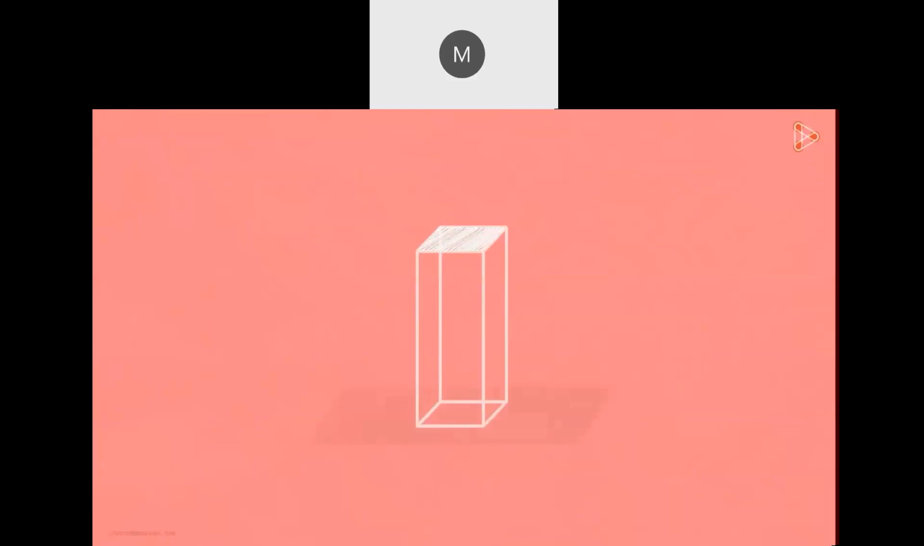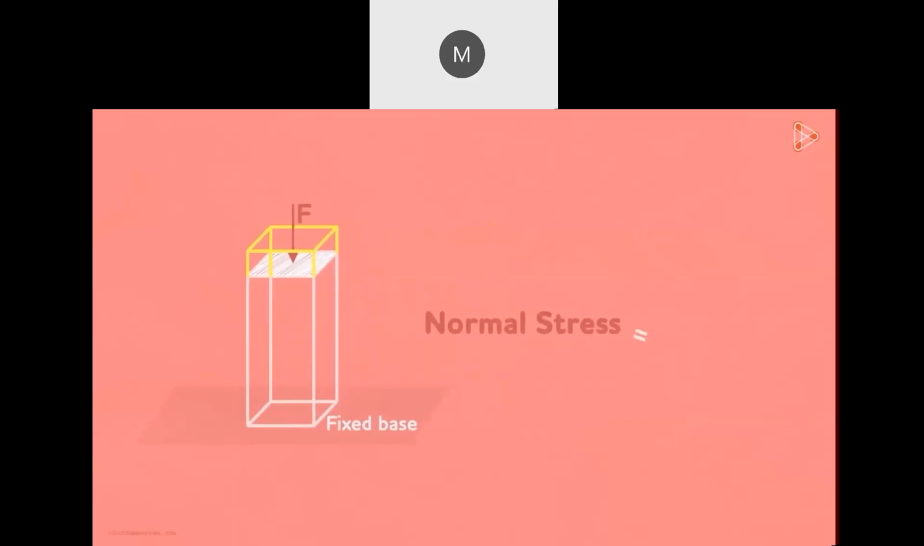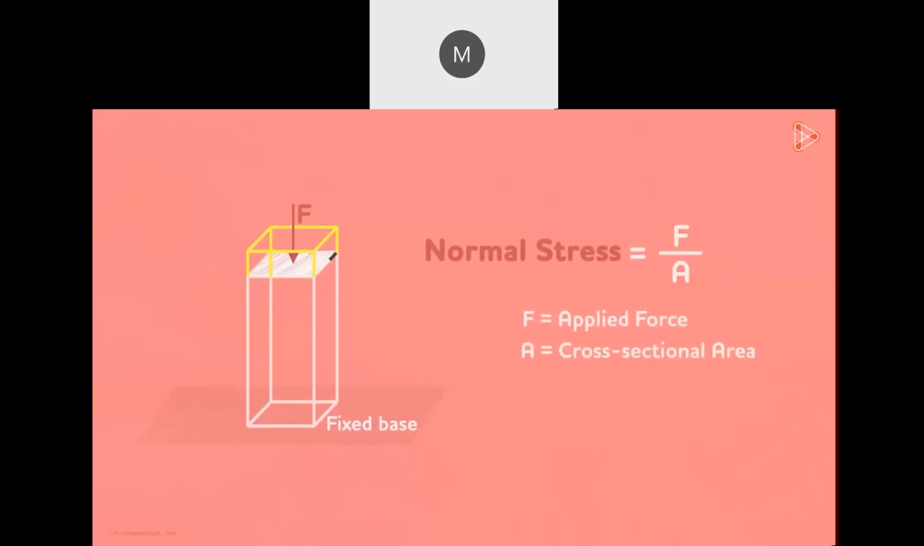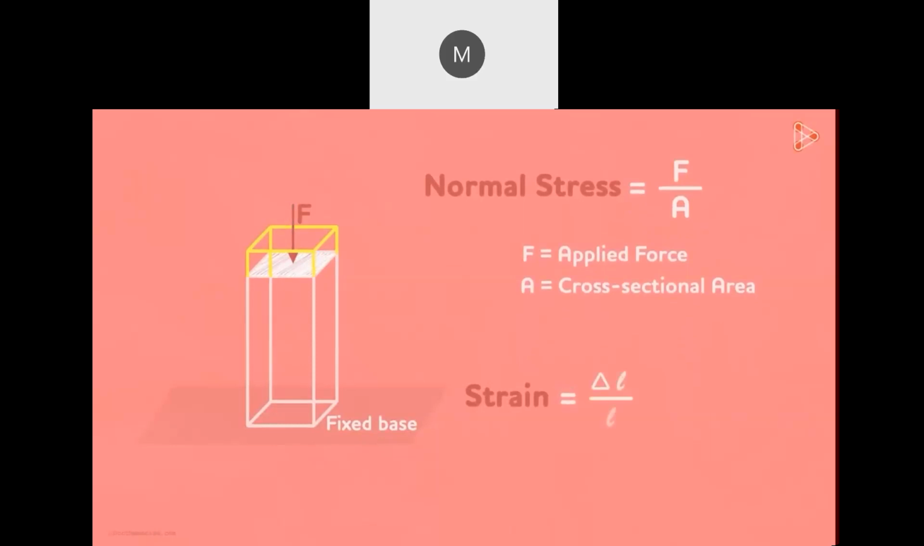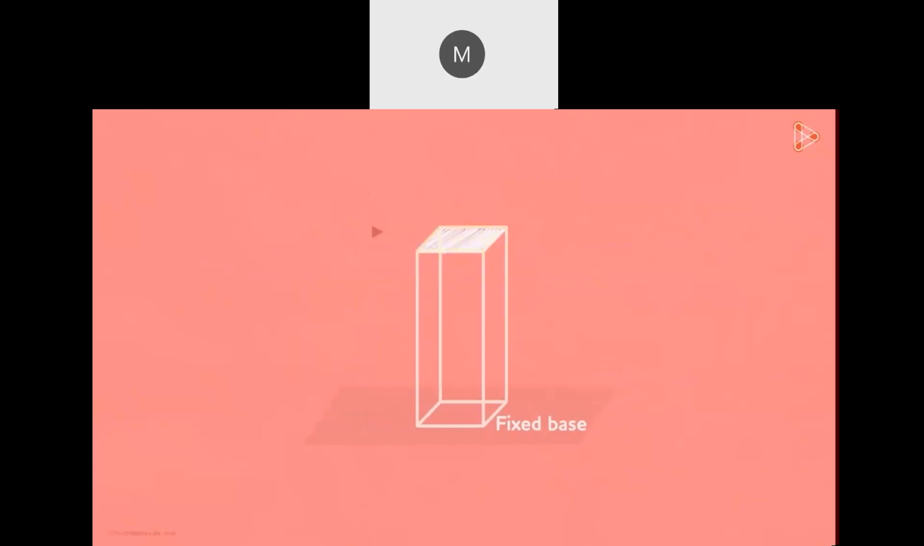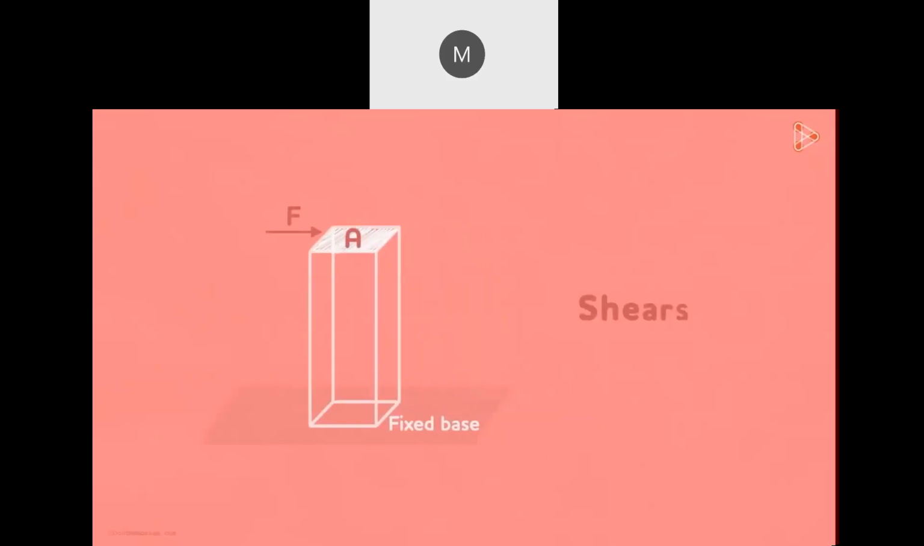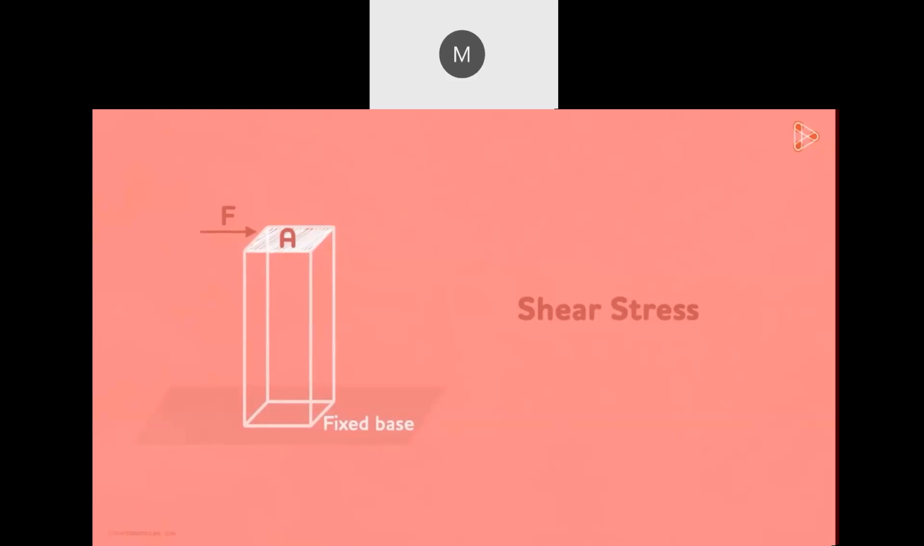Let's take another example which explains shear stress better. Here's a beam, and assume that it's fixed at its base. If we apply normal force to this cross-sectional area, the stress experienced by the beam will be normal stress, given by F over A, where F is the applied force and A is this cross-sectional area. This will result in a normal strain in the beam, given by delta L over L, where delta L is the change in length and L is the original length. Now suppose that we apply a force parallel to area A. Again, the beam will experience some stress, but this time it will be a shear stress. The formula for shear stress is the same as that of normal stress. Stress is simply the applied force per unit area, whether it's acting perpendicular or parallel to the area.